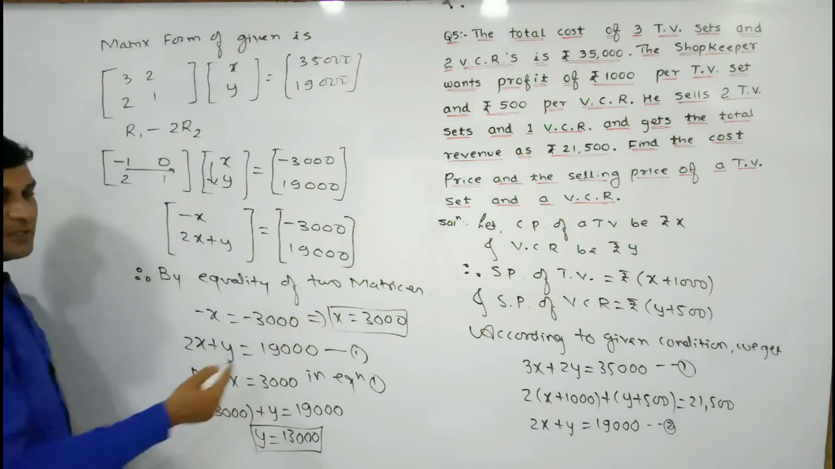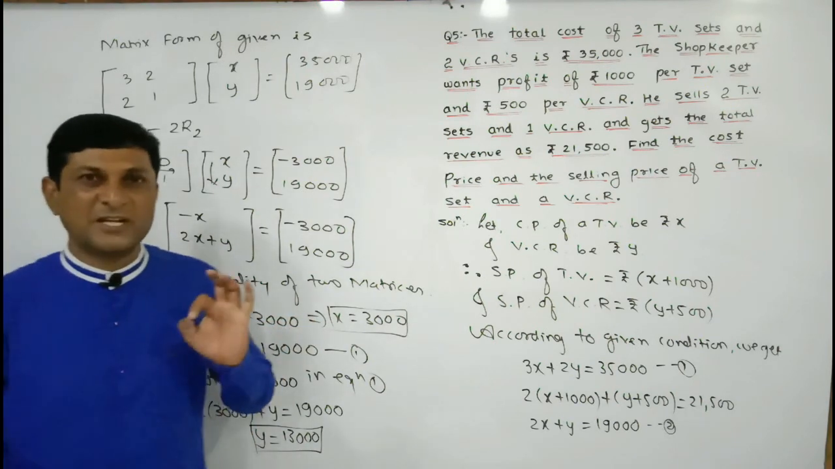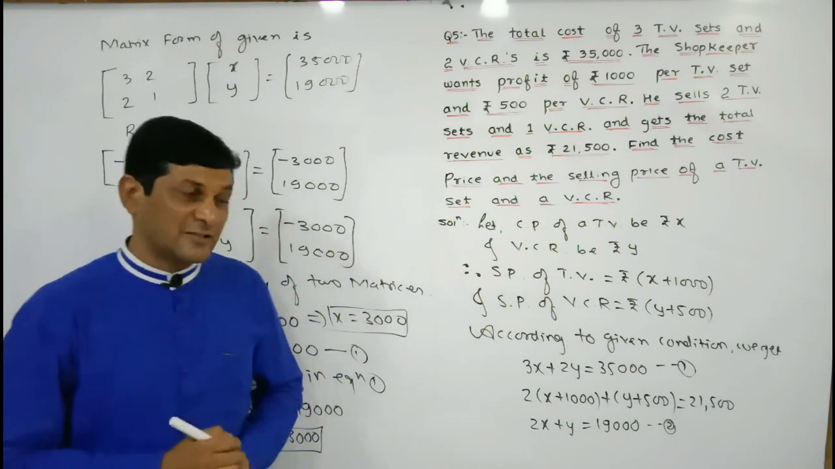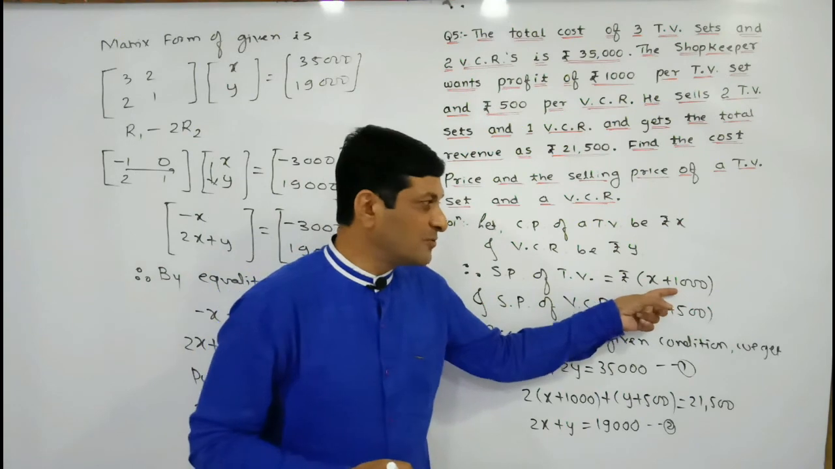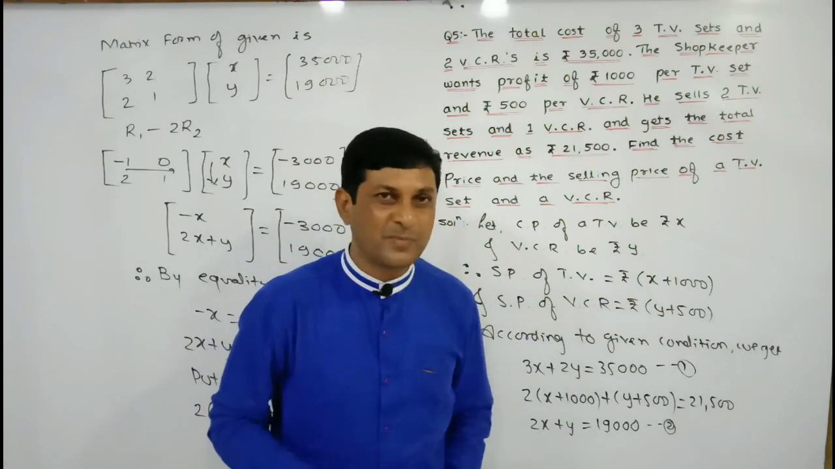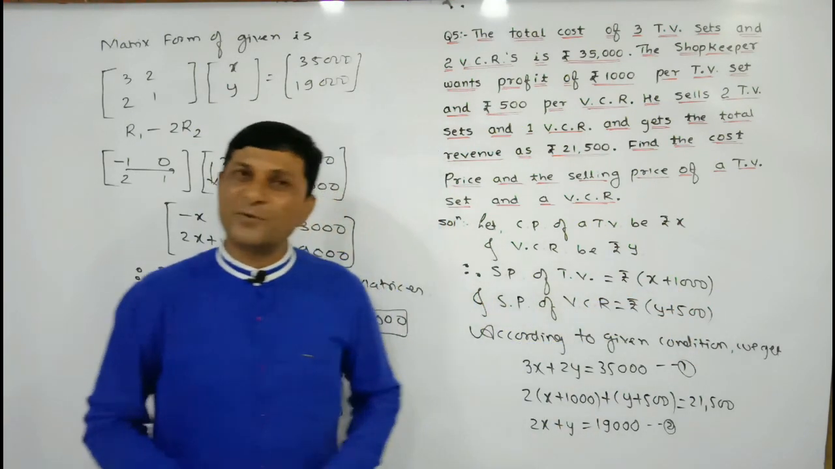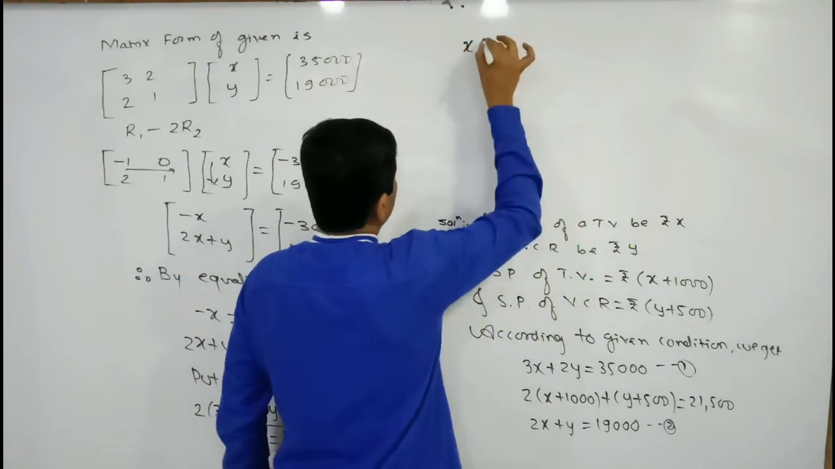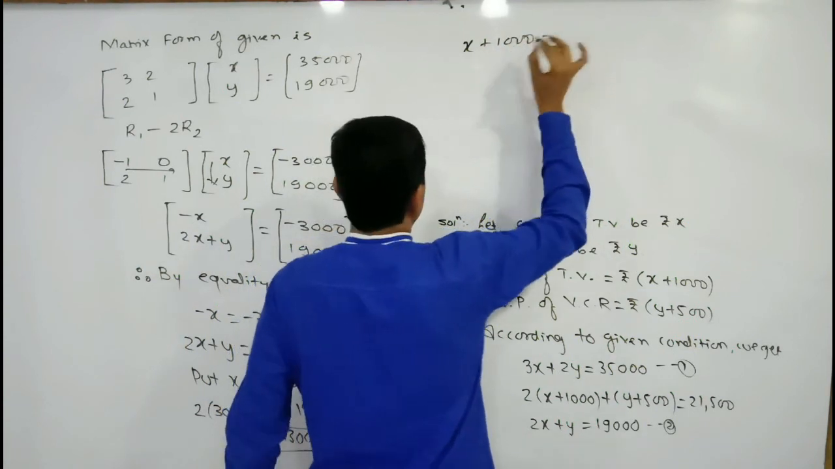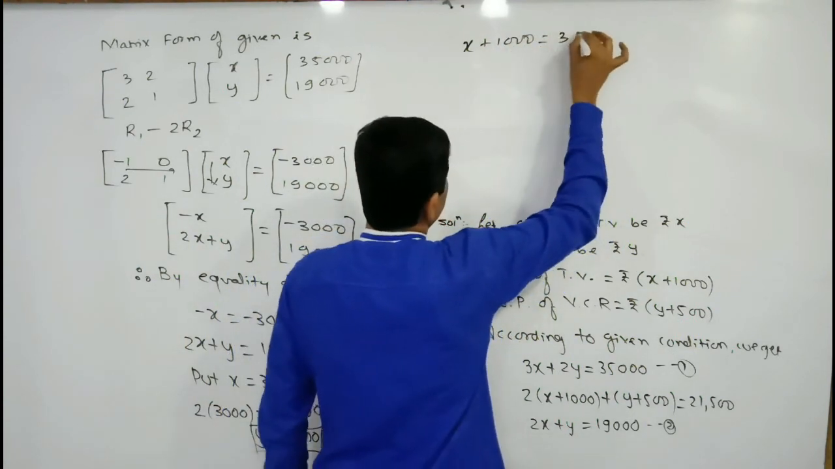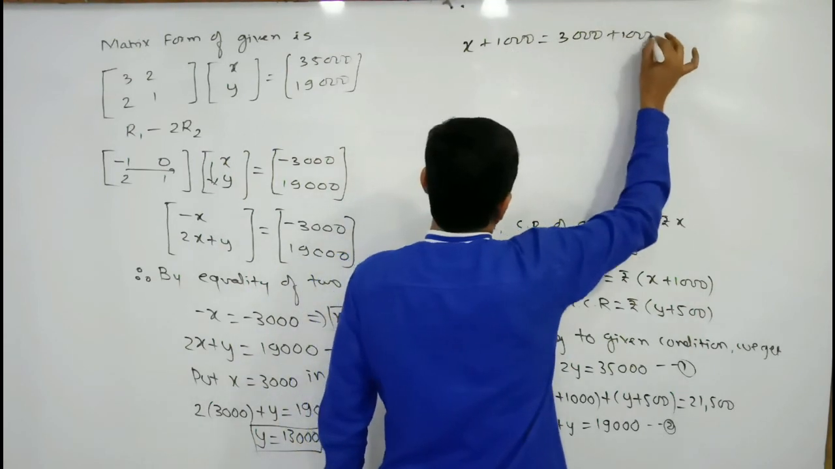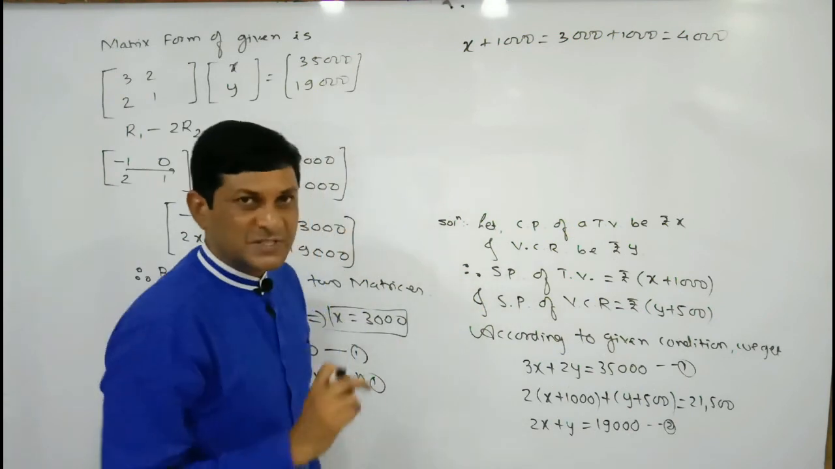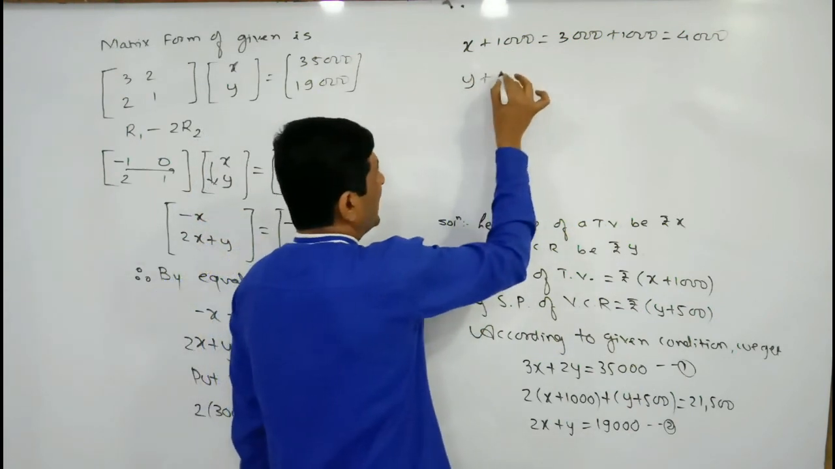X and y are nothing but the cost price of the television and VCR. The question is to find out the cost price and also the selling price. So what is the selling price? The selling price of the TV is x plus 1000, and the selling price of the VCR is y plus 500. So let us find the selling price also. From this value of x, we are finding x plus 1000. So x plus 1000 will be equal to, replacing x by its value 3000, 3000 plus 1000 equals 4000.